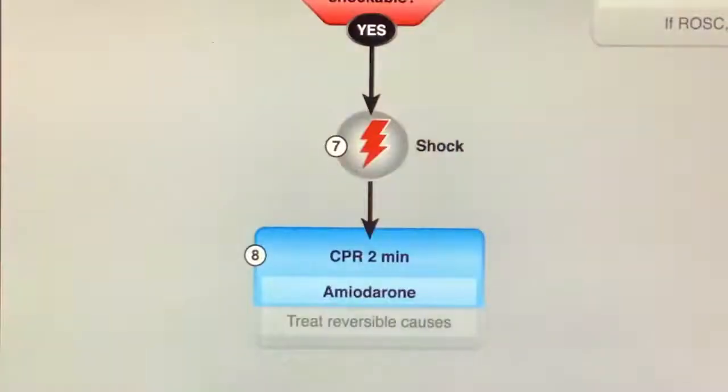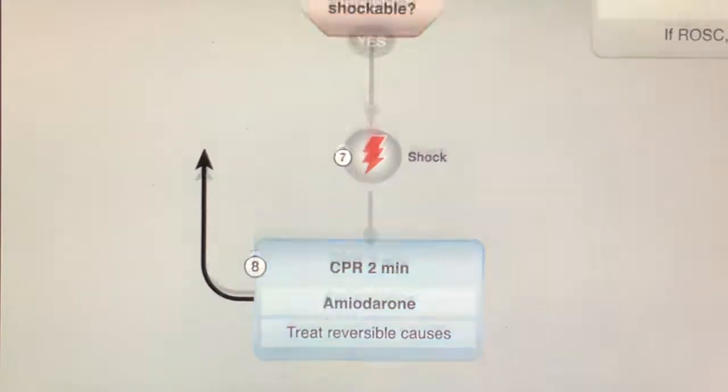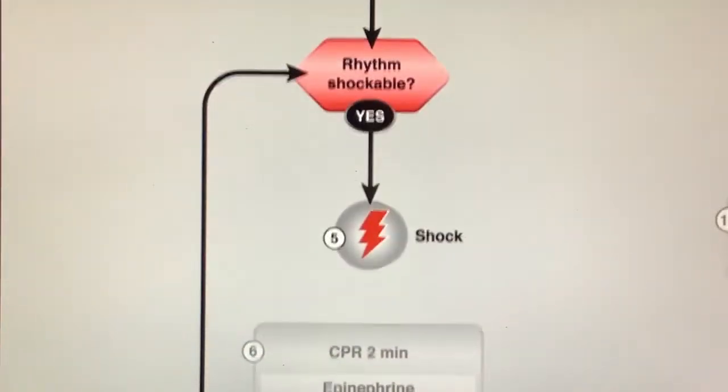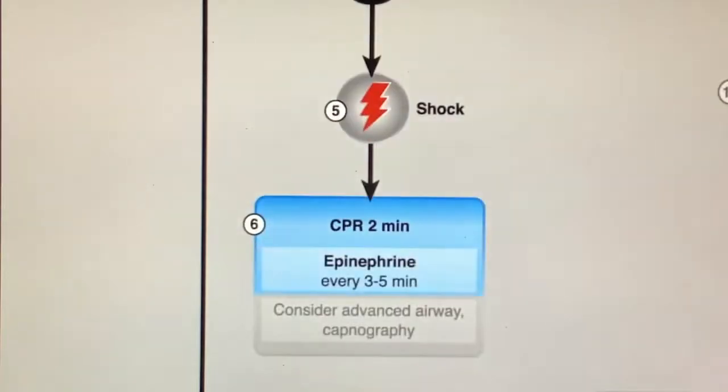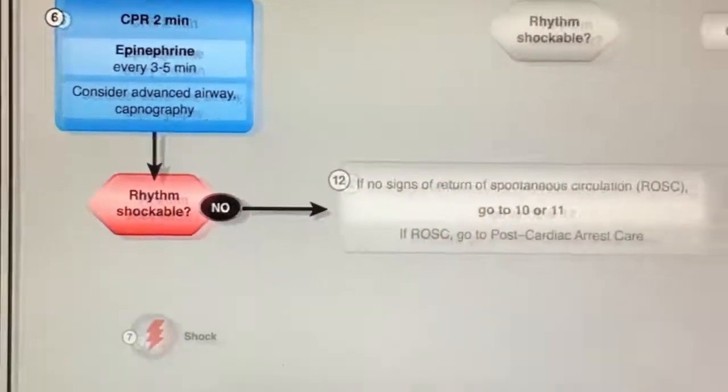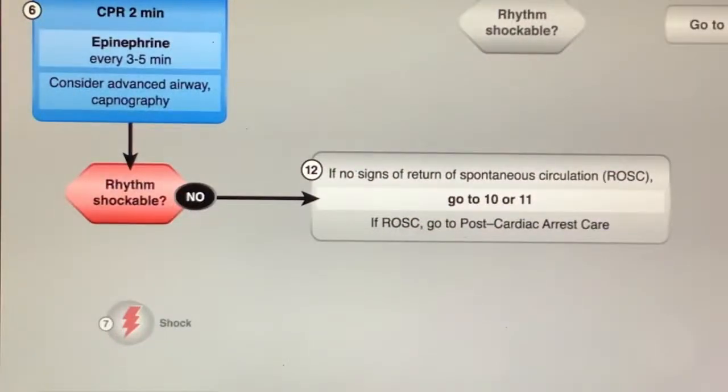If amiodarone isn't available, lidocaine may be used. Lidocaine depresses the automaticity of Purkinje fibers, raising the stimulation threshold in the ventricular muscle fibers, which makes the ventricles less likely to fibrillate. After administering amiodarone, check for a shockable rhythm at the 2-minute mark. If one is present, return to step 5 and work through the sequence again until ROSC is achieved, at which point you'll move on to the post-cardiac arrest care algorithm.